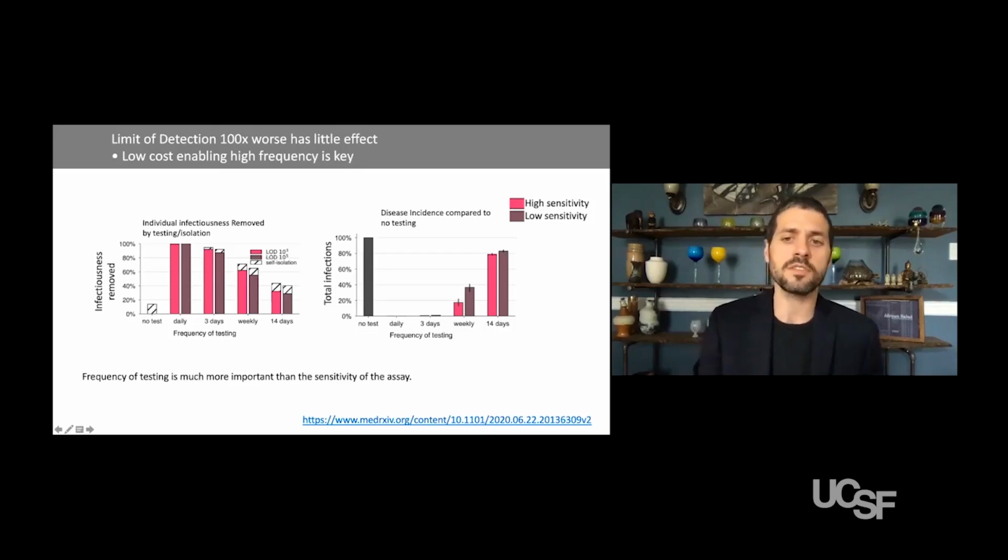As we start to move out to weekly or every 14 days, we start to have a much more difficult time controlling the epidemic through testing strategies. And so what this is really suggesting to us is that sensitivity should really take a backseat to frequency when it comes to testing as a public health tool.